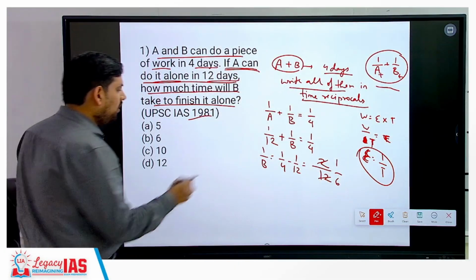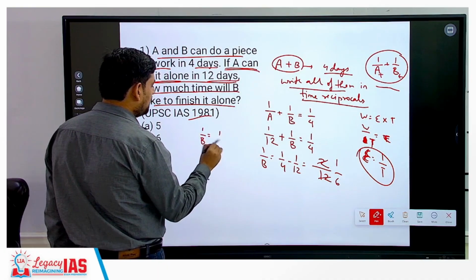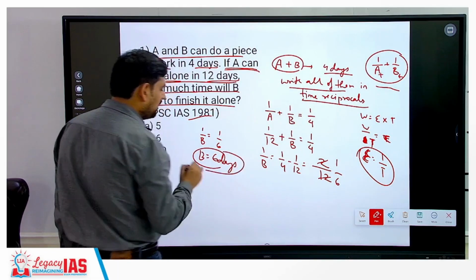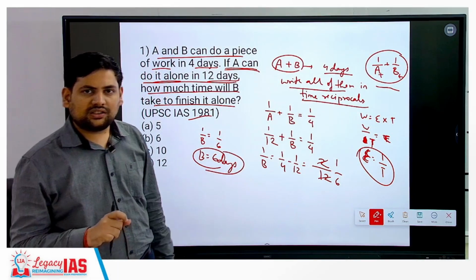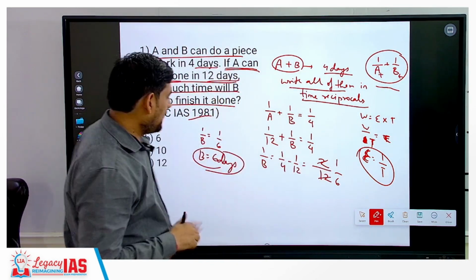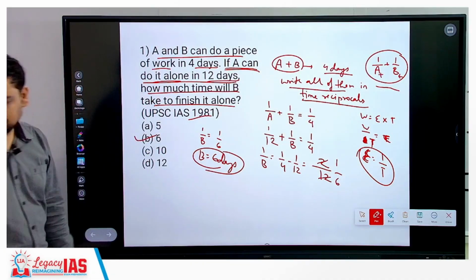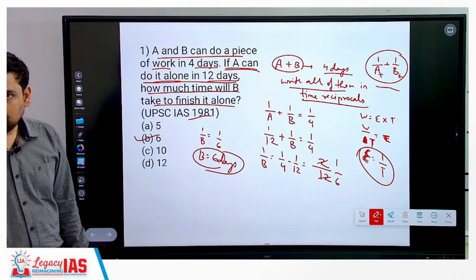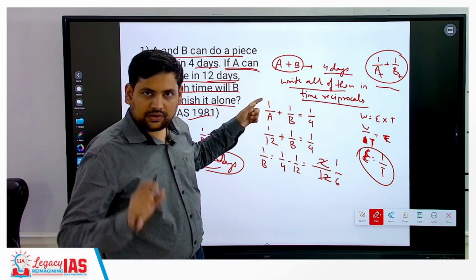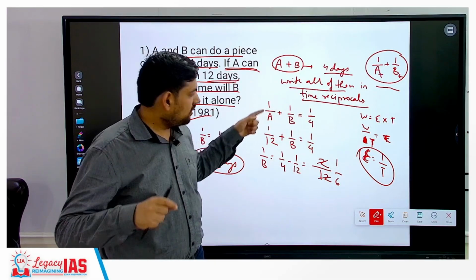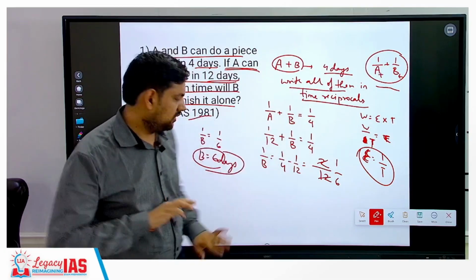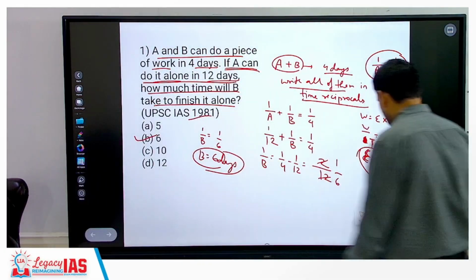1 by 6. If 1 by B is equal to 1 by 6, that means B is equal to 6 days. In this type of question, whatever value you get is in terms of days. Why? Because we are writing time in the denominator. So 6 became your answer. Got it? Simple. Similarly, you have to write reciprocals. In place of A, you will write 1 upon whatever time A takes alone to complete a work. Similarly for B and all of them. Then let's do another question.